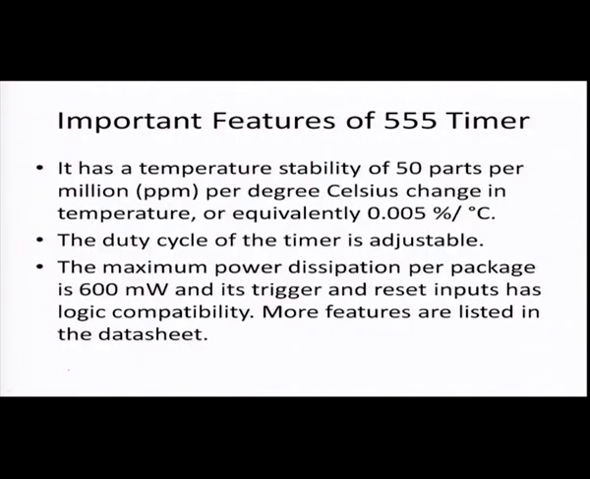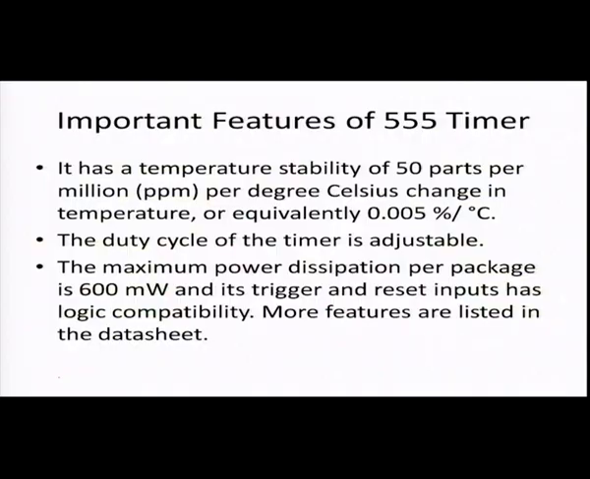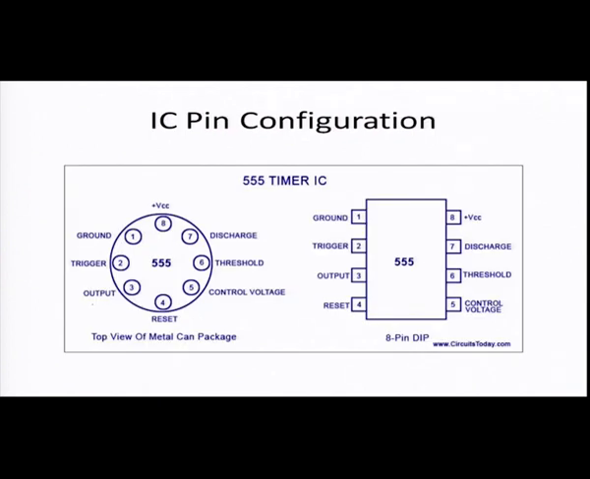The temperature stability is 50 parts per million per degree Celsius change in temperature, or equivalently 0.005% per degree Celsius. The duty cycle of the timer is adjustable by choosing the R and C components. The maximum power dissipation per package is 600 milliwatts, and its trigger and reset inputs have logic compatibility. It is available in an 8-pin DIP, or you can see the circular metal can package.